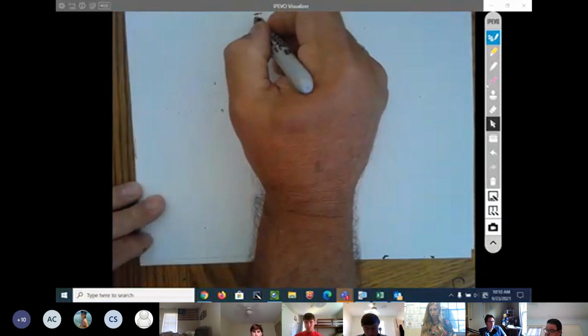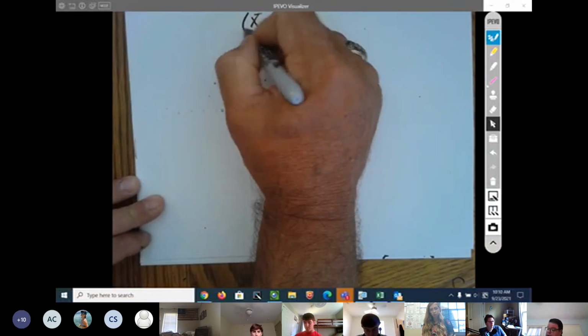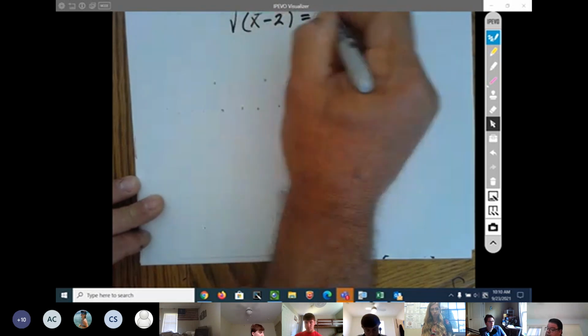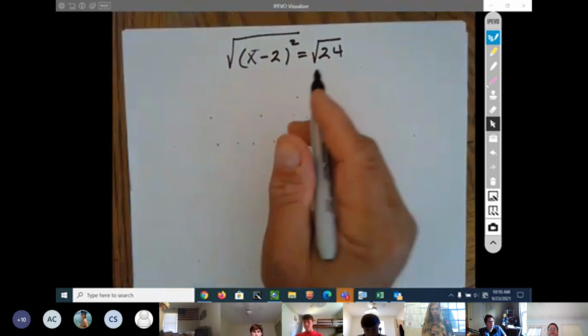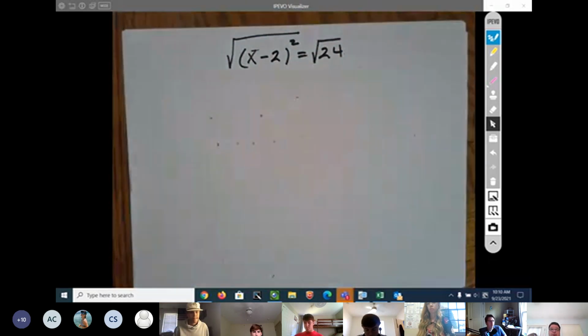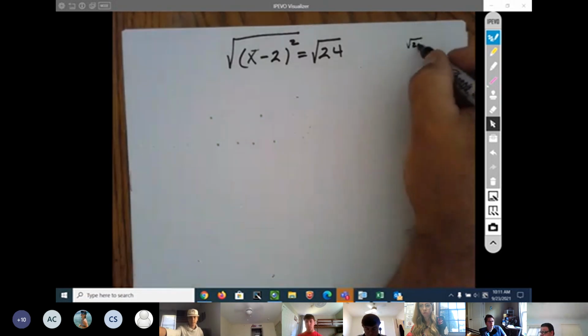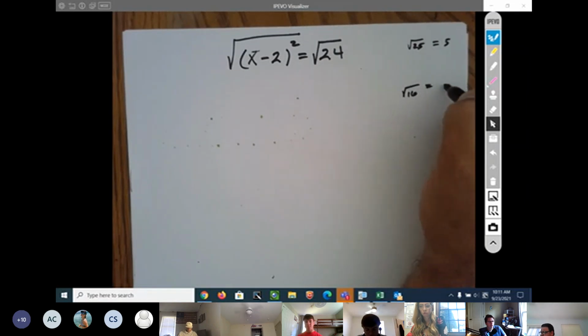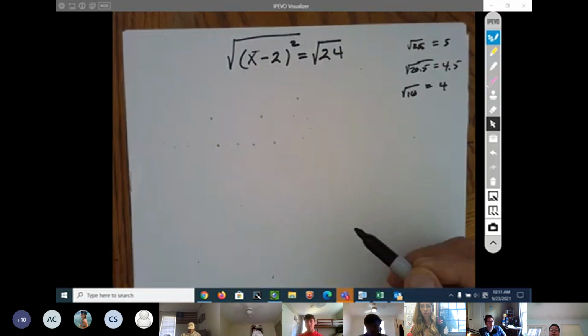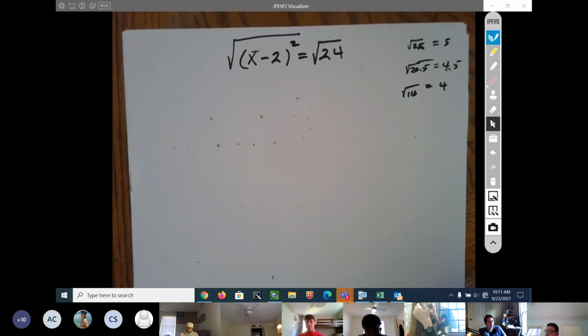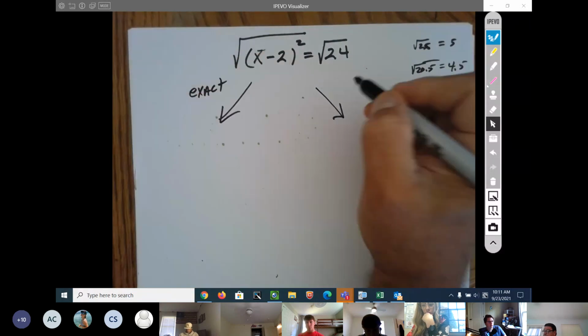I'm going to draw this at the top. X minus 2 quantity squared is equal to 24, and I'm going to take the square root. When you see the square root of 24, this is what you should be thinking. I'm going to show you, since we're sketching, we're not getting the exact answer. This is what the critical thinking part of your brain should be doing. The square root of 25 is 5. The square root of 16 is 4. 16 to 25 is 9. Half of 9 is 4.5, so the square root of 20.5 is 4.5. Therefore the square root of 24 is 4 point what? 4.9. So I'm going to do it 2 ways. I'm going to do exact, and I'm going to do approximate.